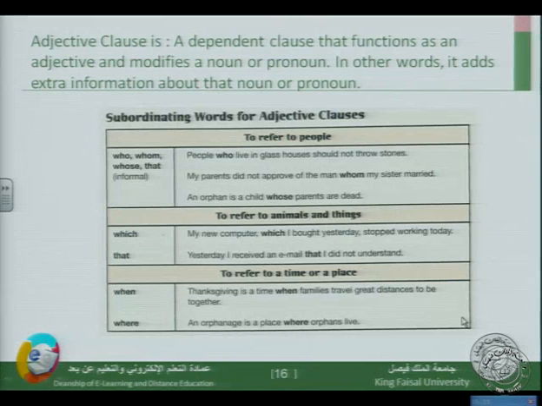People who live in glass houses should not throw stones. So who is used with people. Who live in glass houses، هذه بنسميها adjective clause. ليه؟ لأن كل هذا الفريز describes the people. Who are they? Who live in glass houses. Okay? My parents did not approve of the man whom my sister married. Whom my sister married.